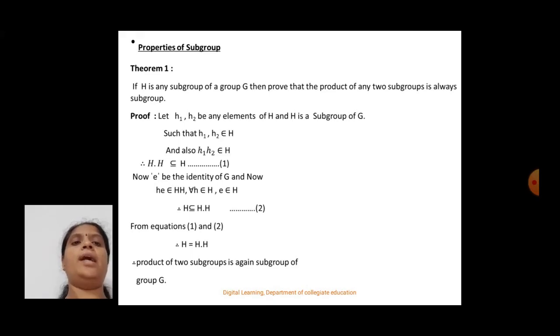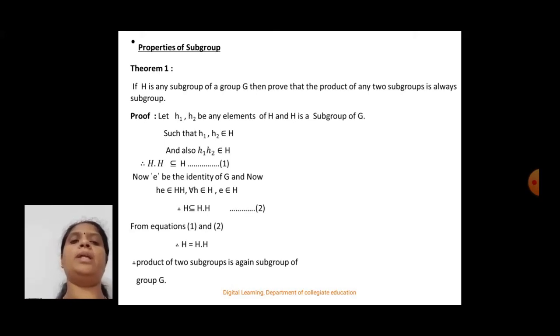Then the identity element is taken here, that is, let e be the identity element of G. Then we take one element h. Considering the identity element e here, h e belongs to H times H for all h belonging to H and also for all e belonging to H. Therefore, H is a subset of H times H. Call this equation number 2.